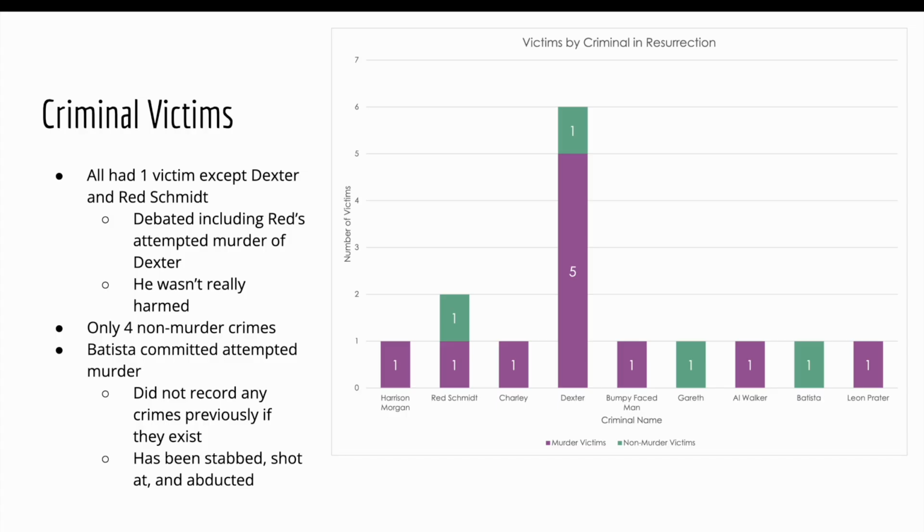Batista has previously been stabbed in season 1 by Brian Moser, shot at, and also abducted.